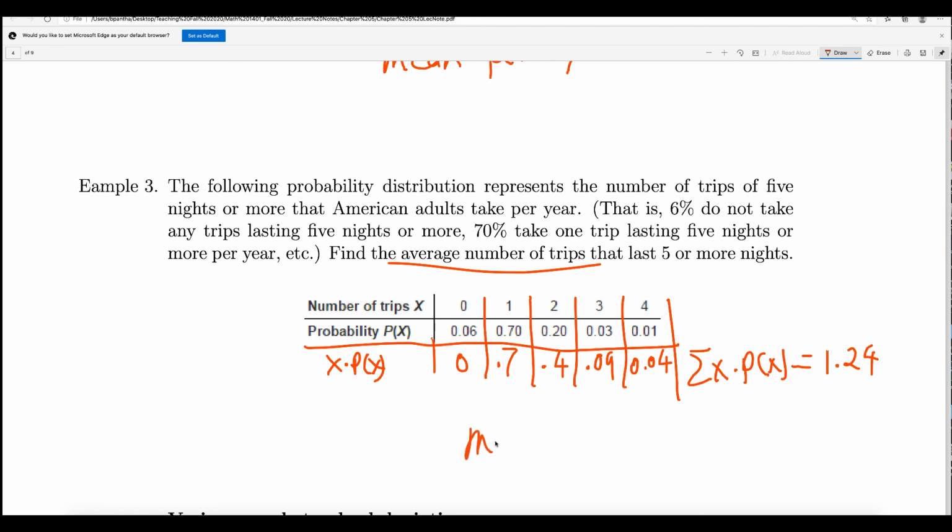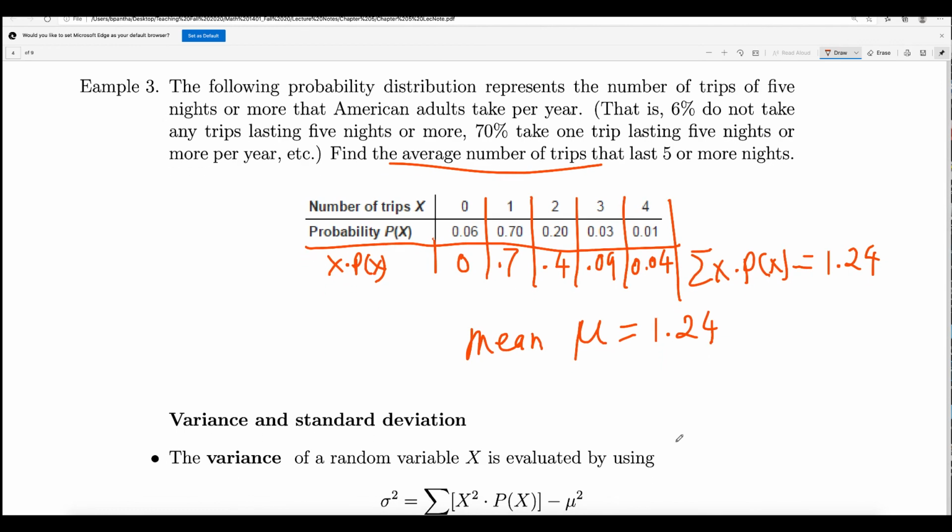So the mean mu equals 1.24. That is the average number of trips that lasted 5 nights or more over all Americans. Okay, this is the average number of trips that lasted 5 nights or more. That is basically the average. Okay, all right. So this is for the mean.